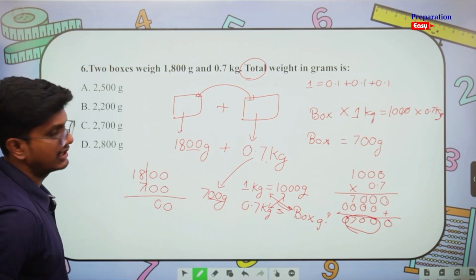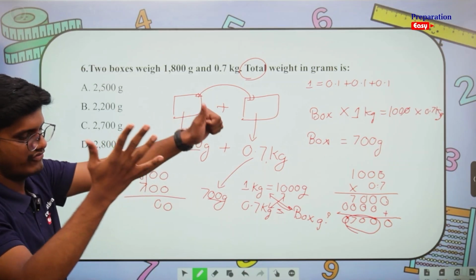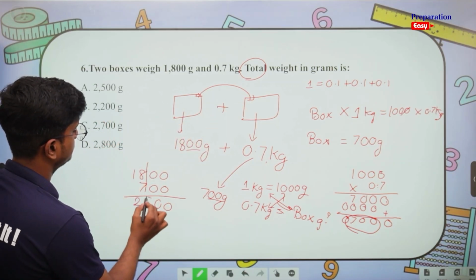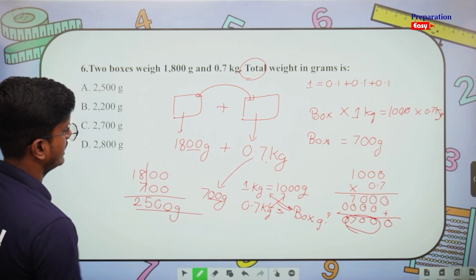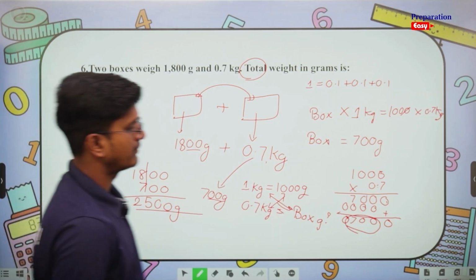So we are writing these two zeros as it is. Count after 18 till 7 fingers, okay? 19, 20, 21, 22, 23, 24, 25. So we are getting 25, so whatever answer we are getting is 2500 grams. Sixth option.